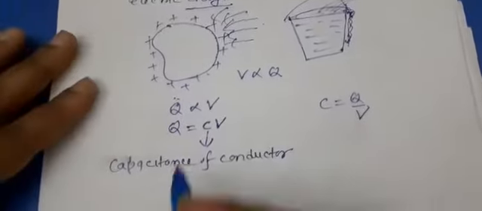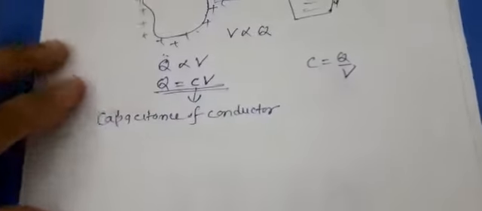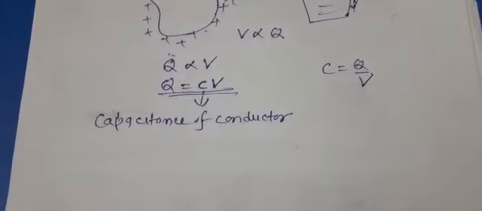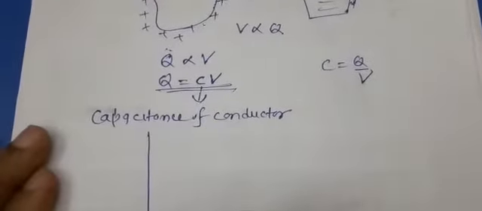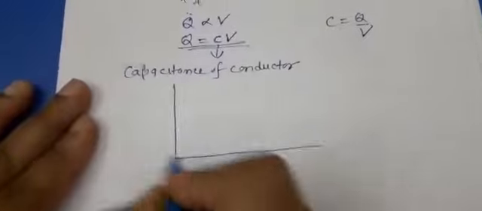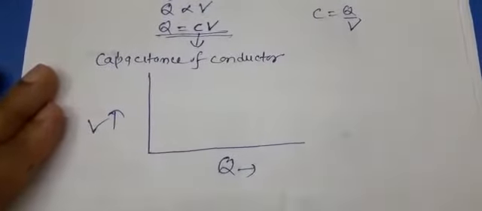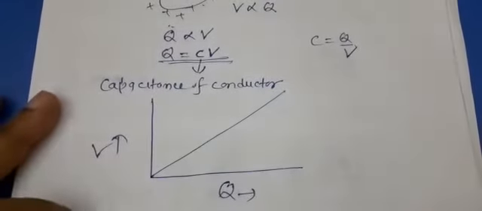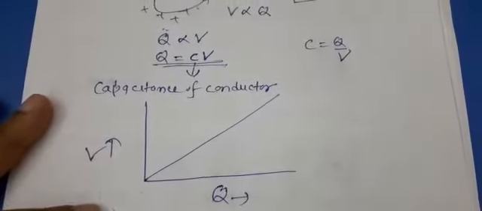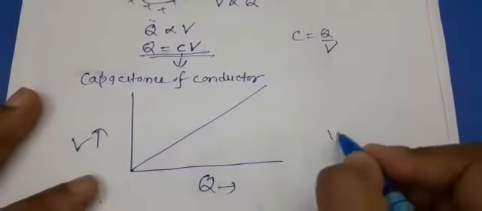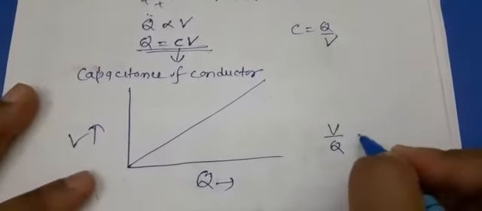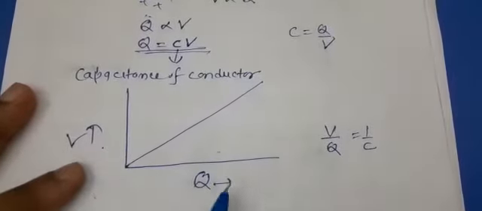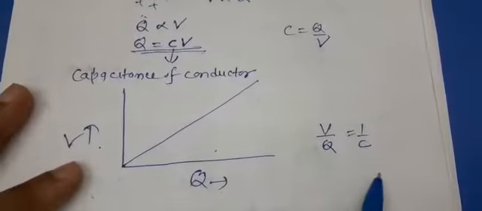So here, as we know that Q equals CV, from this, what do we conclude? From each relation, some graphical representation also exists. When we are giving charge, its potential will change. As V is proportional to charge, the graph will be a straight line. From this graph, if we find its slope, the slope will be V upon Q. But this is the reciprocal of capacitance. So the slope of this graph will give you the reciprocal of capacitance.